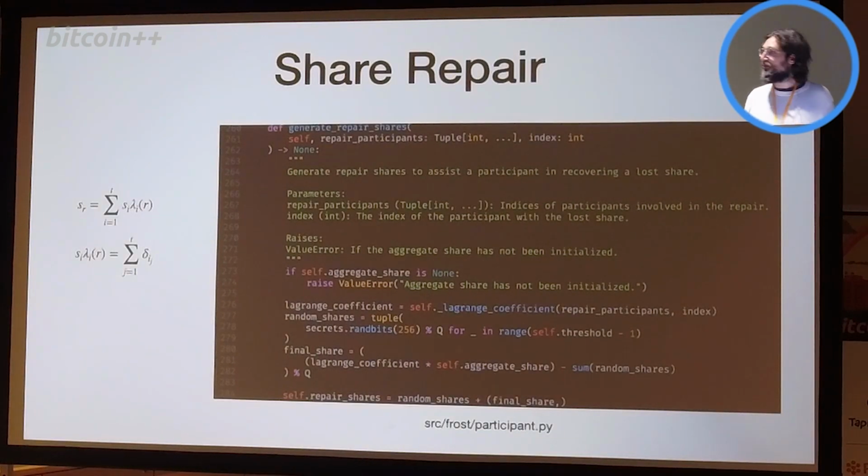And this is what it looks like in code. So we have our Lagrange coefficient. We give it the indexes of the participants who are participating in the repair protocol, Alice and Bob's indices. We give it the index that we're trying to interpolate, which is Carol's index. And we create these random shares, our additive shares. And then we compute our final additive share as the difference. And then we have, let's say in a 2 of 3, our two additive shares.